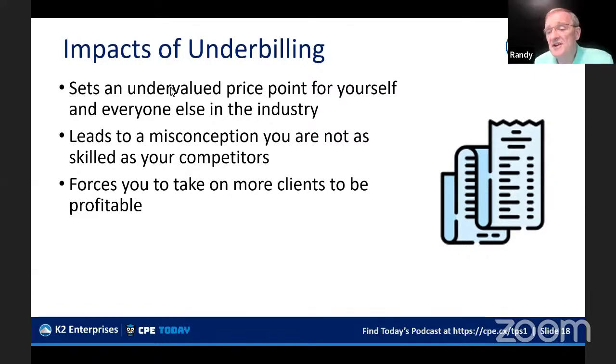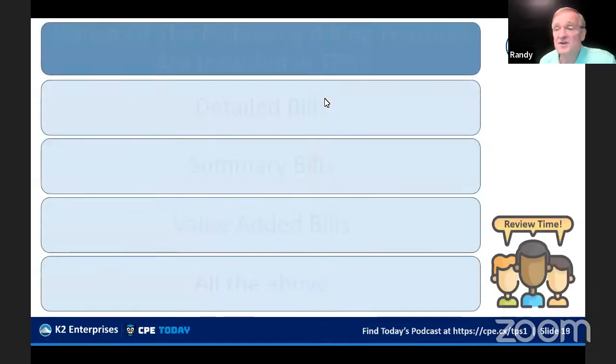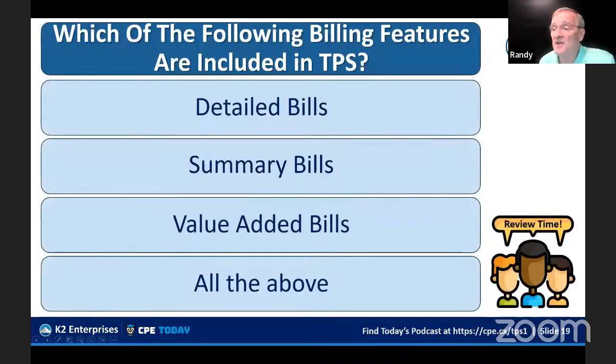Yeah, that makes sense. While you're talking about that, I'm going to go ahead and launch the second question of the day. Which of the following billing features are included in TPS? Detailed bills, summary bills, value-added bills, or all of the above?